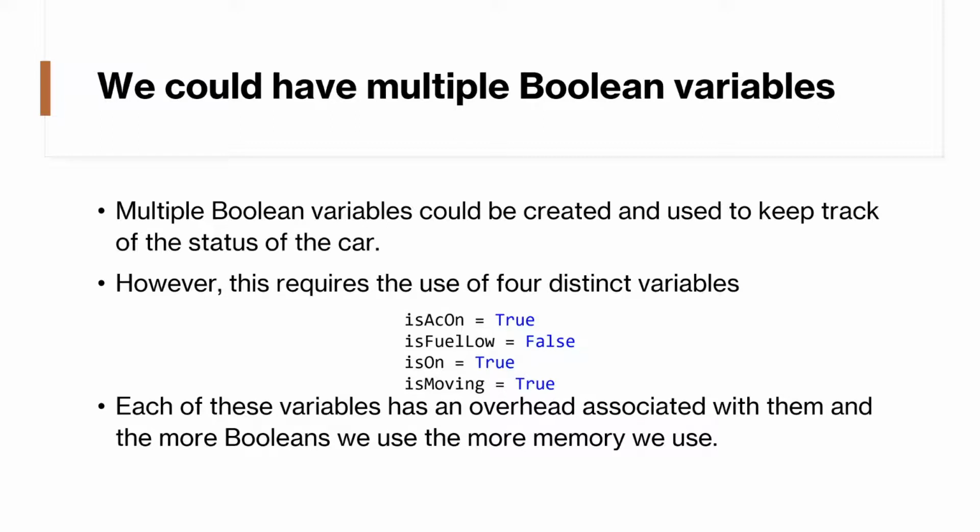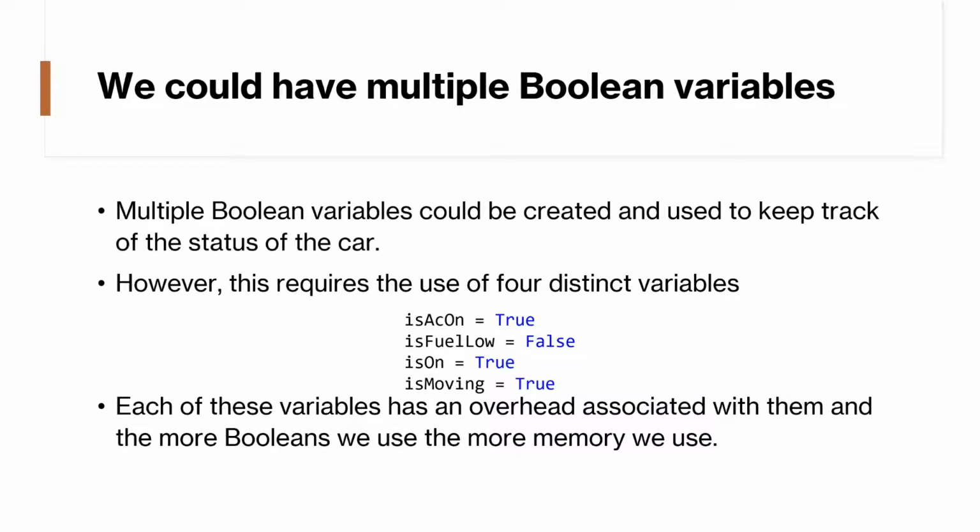We would have had 4 Boolean variables, and we would have started them with whatever status we wanted them to start off with. For example, if the AC is on, fuel's not low, the vehicle is on, and we're actually moving, we would set it up like this. The problem with this is that we need 4 Boolean variables. And even though a Boolean can only have 1 or 2 values, in Python, a Boolean has a lot of overhead associated with it. So it actually takes up a significant amount of memory.